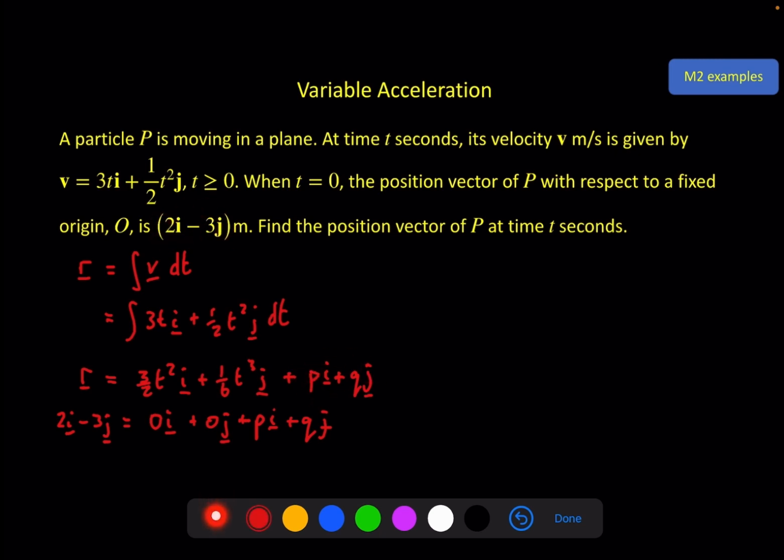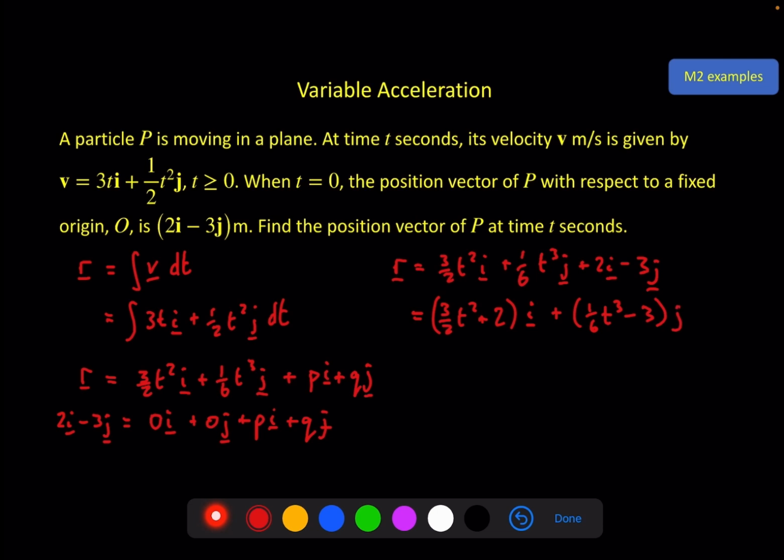Putting that in gives me the final position vector of 3 over 2 t squared i plus 1 over 6 t cubed j plus 2i minus 3j. If you prefer, you can leave it like that with the constants on the end, or you can group your i's and j's, which is my preference. So I'll rewrite that like this, plus 1 over 6 t cubed minus 3j. And there we go, the position vector of p at time t seconds.